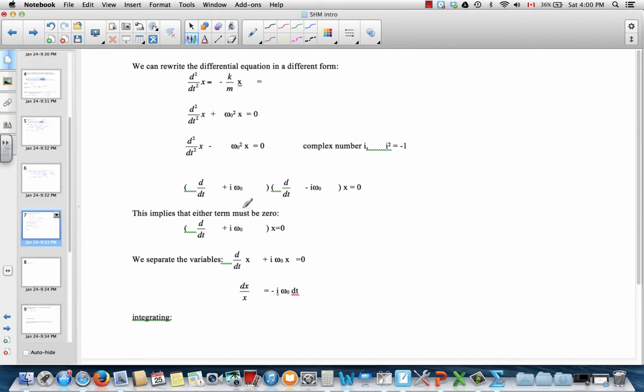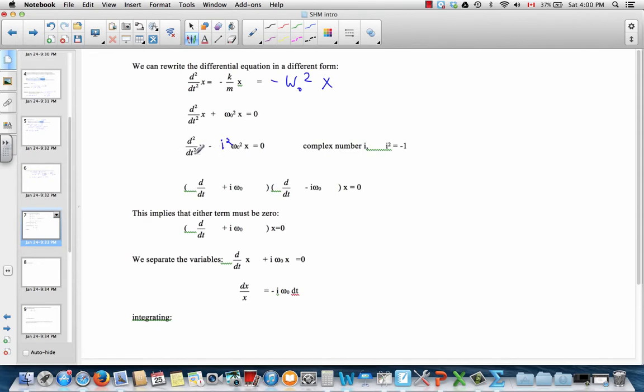Now we want to up the ante a bit in terms of the differential equation. Here it is again. Now we'll remind ourselves that the variable omega naught is the root of k over m. So what we've got here is omega naught squared times x. If I then take that minus omega naught squared over to the other side, it becomes plus omega naught squared. I'm going to make that look like a difference of squares by introducing the complex number i. i squared is minus 1, so I can replace the positive with negative i squared. And now it looks like a difference of squares.